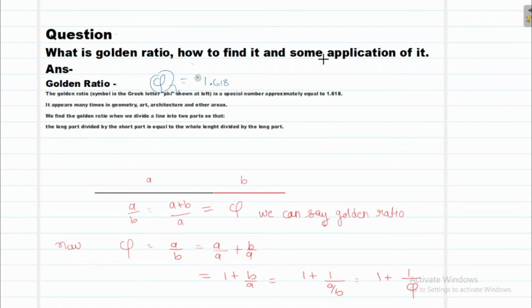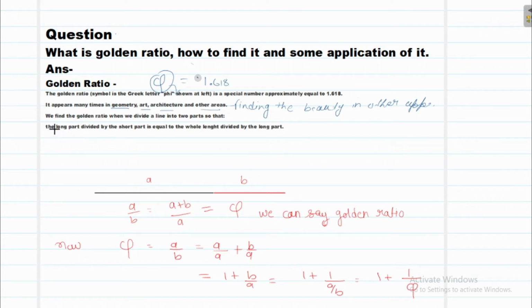So where do we use the golden ratio? In geometry, art and architecture, and other cases, and in some places for finding beauty, and in other applications. And we can find the golden ratio when we divide a line into two parts. We will discuss it later.